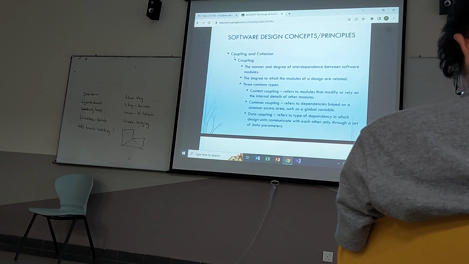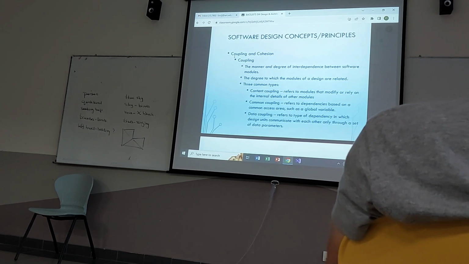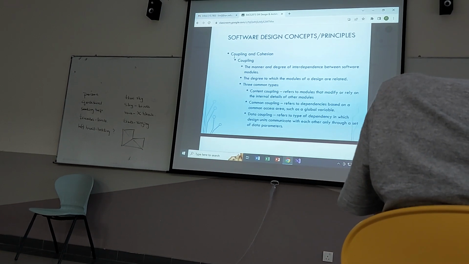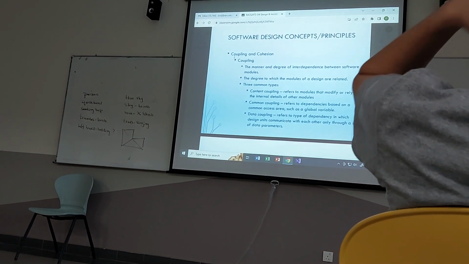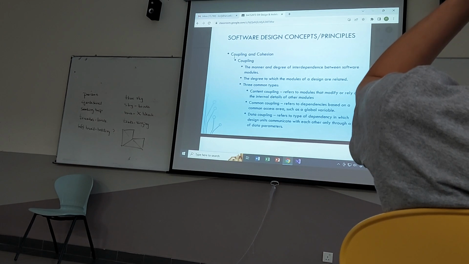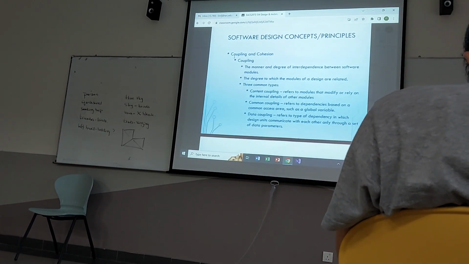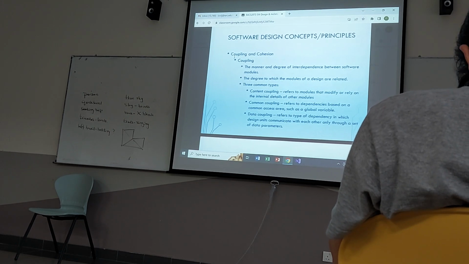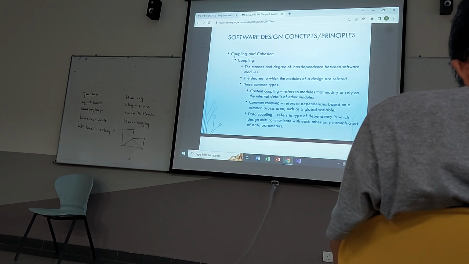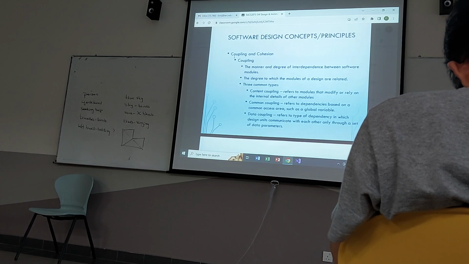Data coupling is referring to the data parameters. Let's say for example, function A passes certain parameters to function B. That already is data coupling. Understand?